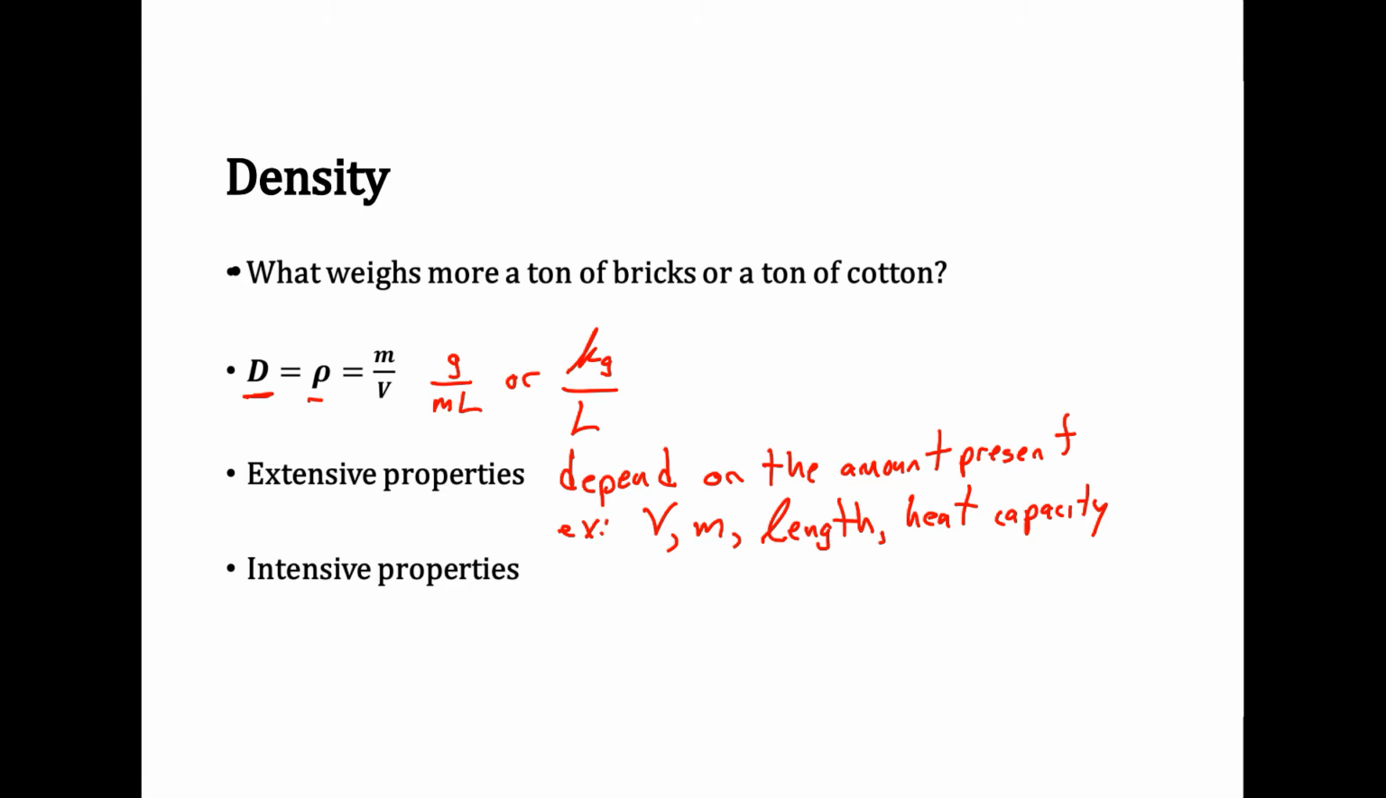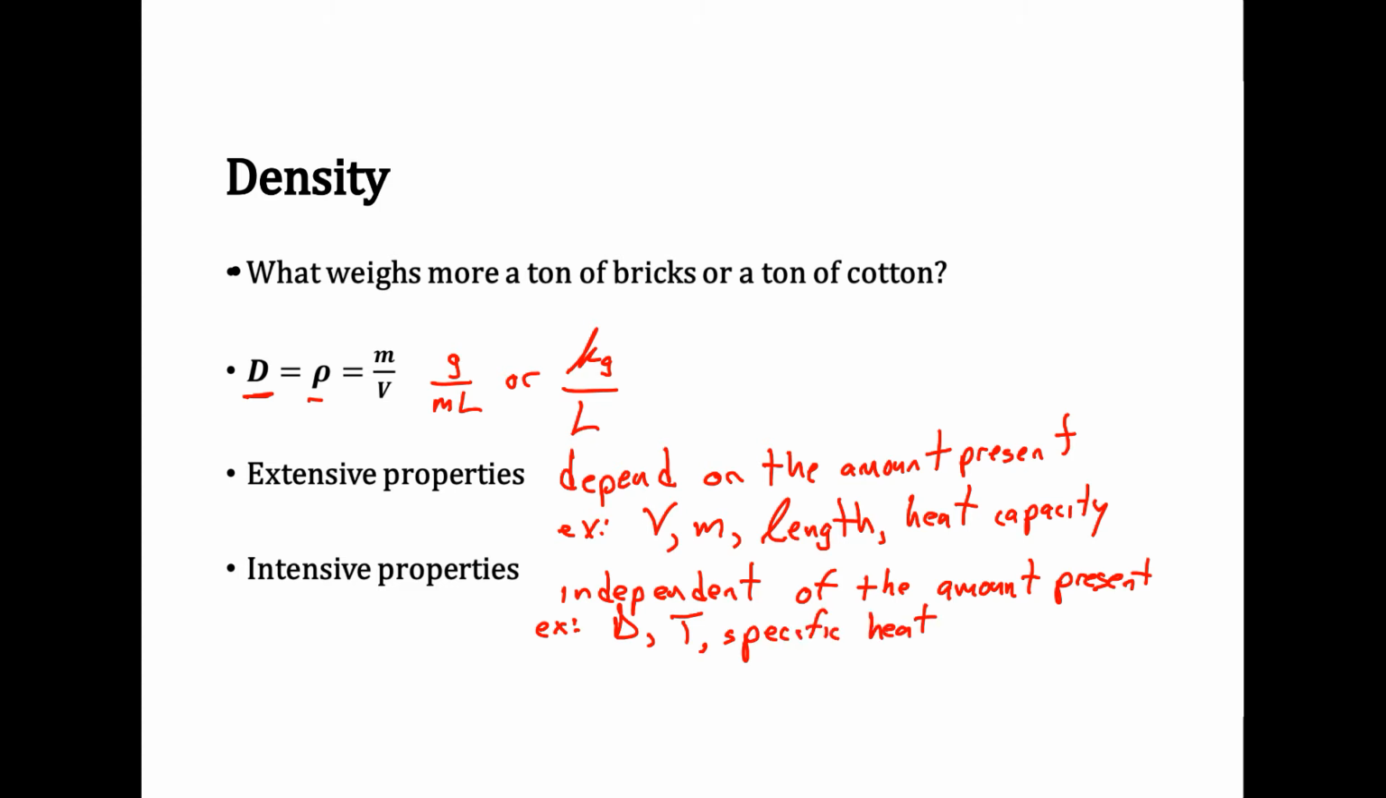Okay, so if mass and volume are extensive properties, surely density is an extensive property as well. Well, not really. Density is actually an intensive property, which means that it is independent of the amount present. So like I said, examples of this would be density, temperature, or the specific heat, which we'll compare to the heat capacity in a much later unit.